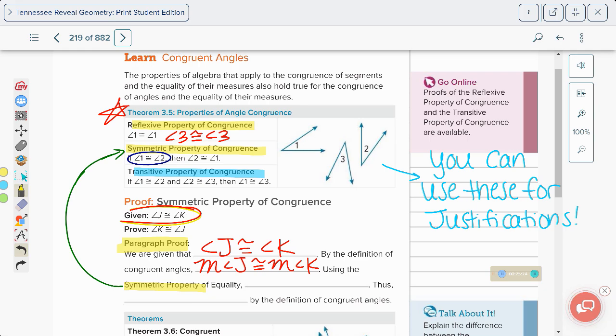it tells us if I'm given an equation, then I know the flip of that equation is also true. So here they said the measure of J is congruent to the measure of K, but the symmetric property will tell me the flip is true as well. So the measure of K will be congruent to the measure of angle J. And thus, those angles would be congruent. So angle K is congruent to angle J by the definition of congruent angles. So that's just an example of a paragraph proof, okay?